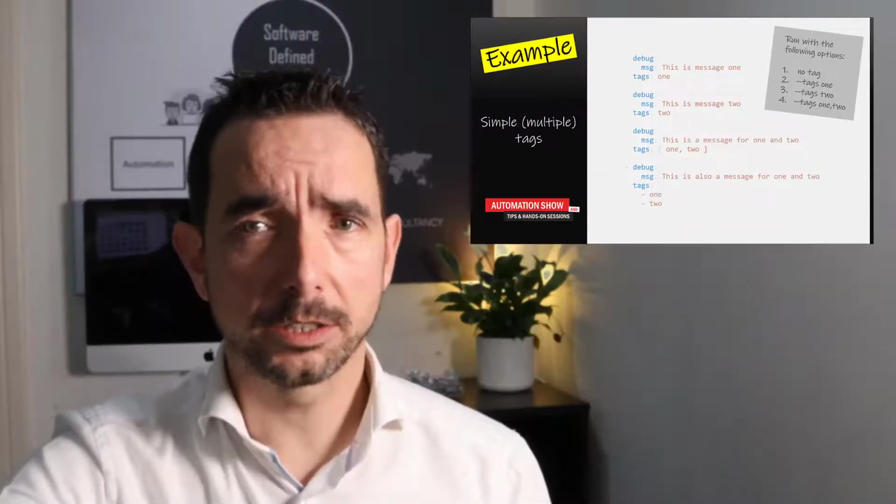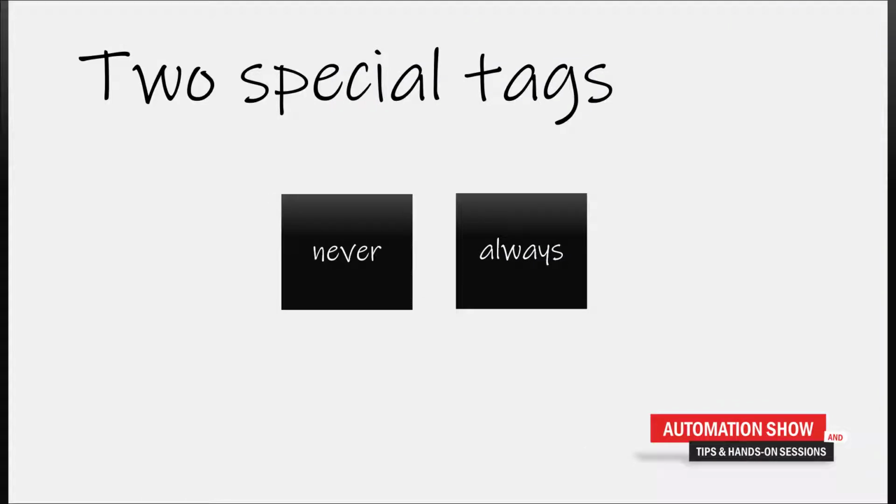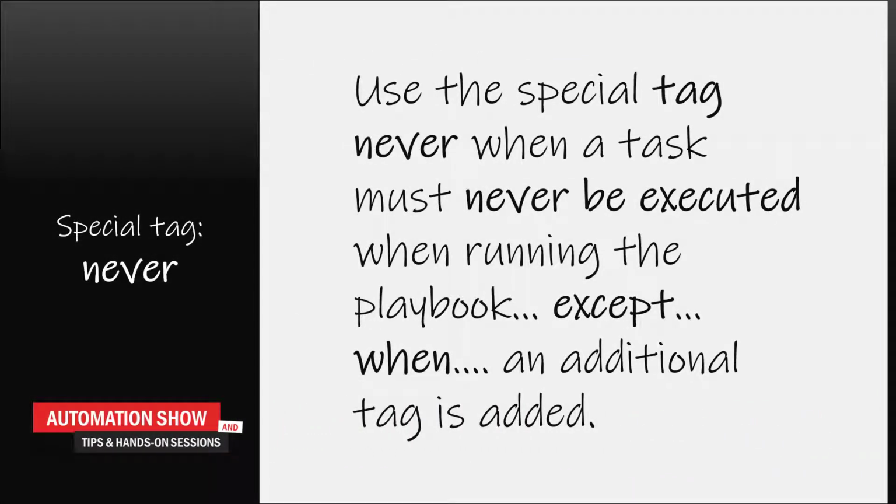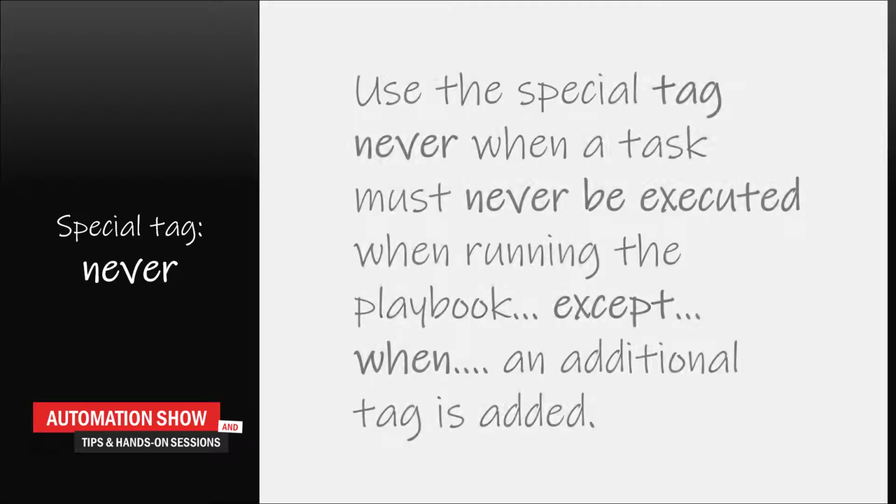And then there are 2 special tags, never and always. Never. Use the special tag never when a task must never be executed when running the playbook, except when an additional tag is added. Let's look at an example.